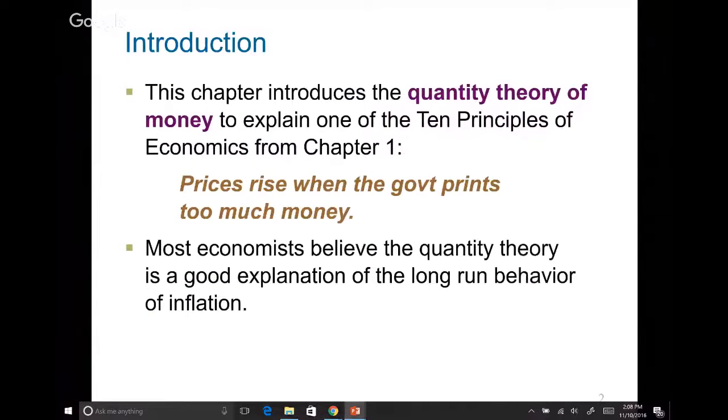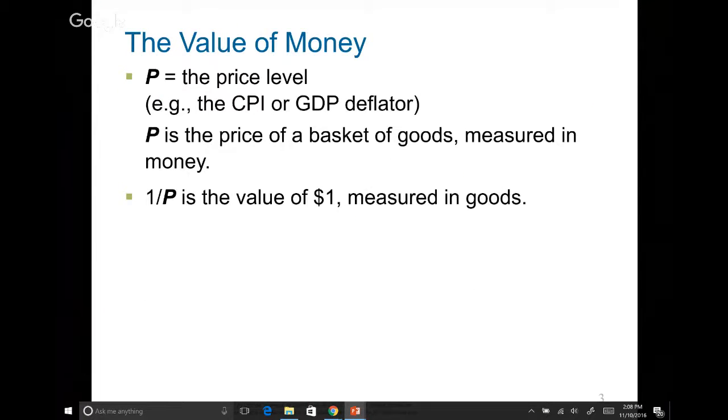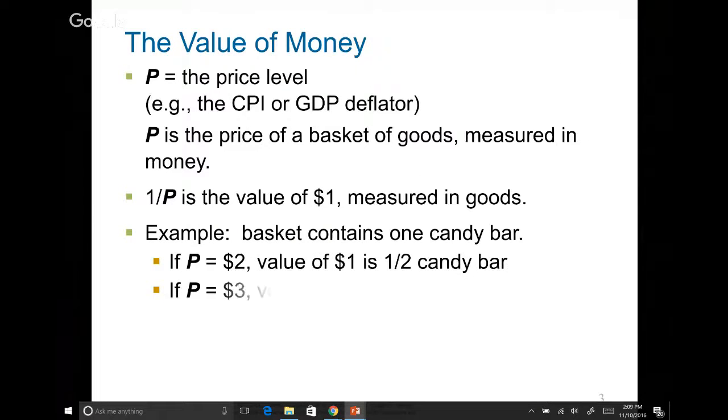All right, so first remember this from chapter 1. The price will increase when the government prints too much money. The value of money is measured in how much stuff you can buy. So the value of money is 1 divided by the price of the good. Imagine if you have $1, how much can you buy with $1? That is the value of money. So $1 divided by the price level will get you the value of money. Okay.